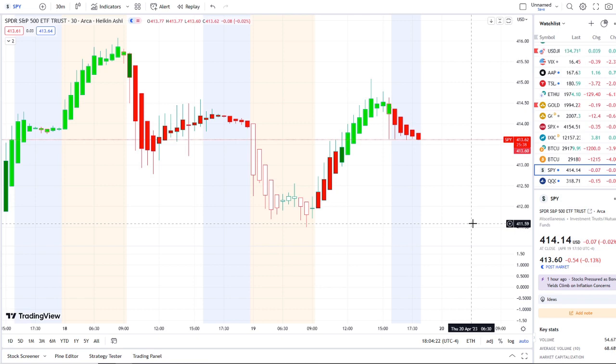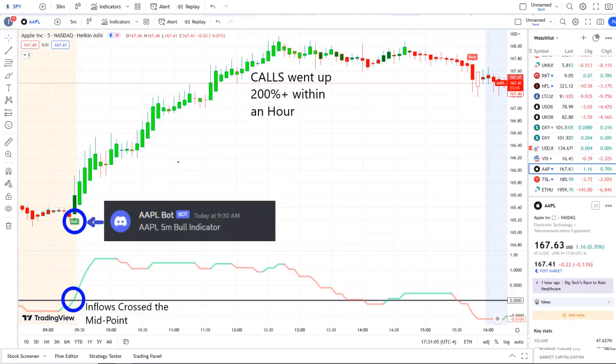So the home run of the day was from our Apple bot. Our Apple bot sent out a bull indicator at 9:30 a.m. and from that moment forward, inflows crossed the midpoint to the upside, full strength there on 42 vision, and call options went up 300% plus within hours, guys.